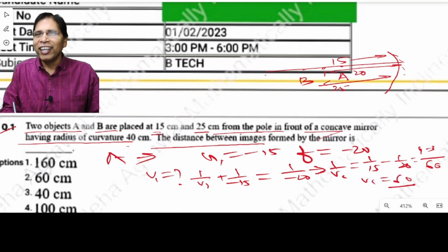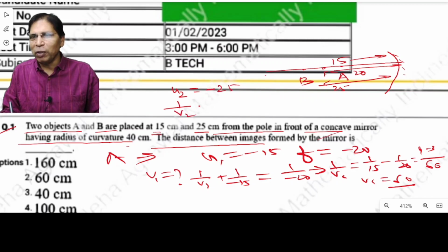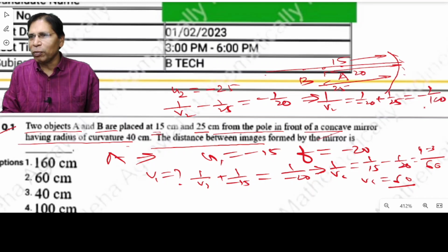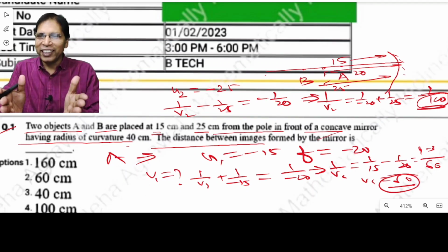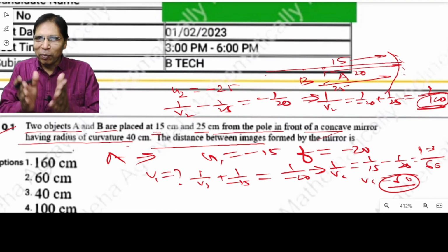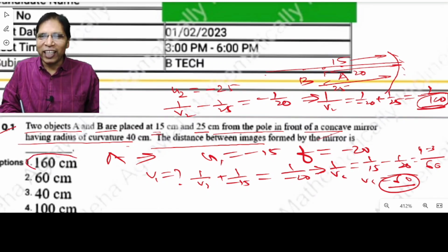Now in the second case, in case of B, u2 equals minus 25 cm. So 1/v2 minus 1/25 equals minus 1/20. So 1/v2 equals 1/(minus 20) plus 1/25. So this becomes minus 1/100. So this is the real image distance and this is the virtual object distance. So the distance between the two images is 60 minus 100, so this is 160 cm.